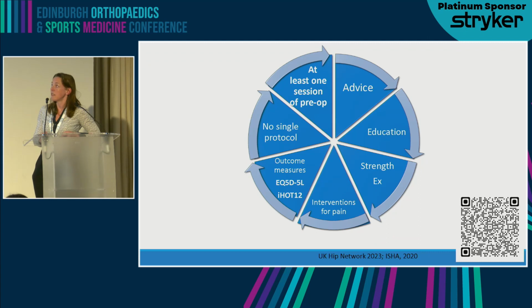So this is just the general advice around prehab. So looking at advice, education, strengthening exercises, interventions for pain. We'd recommend starting some outcome measures in the prehab phase, just so you've got some comparison measures for post-op. And the UK Hip Network recommended the EQ5D5L and the IHOT12, which have been validated in this group.